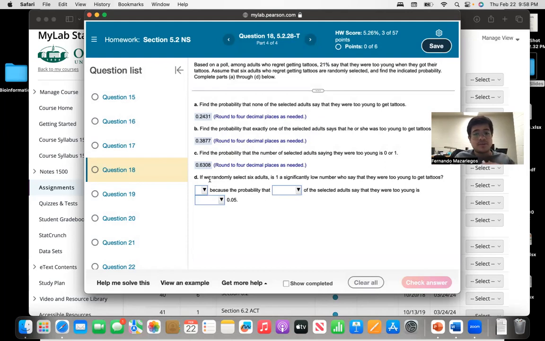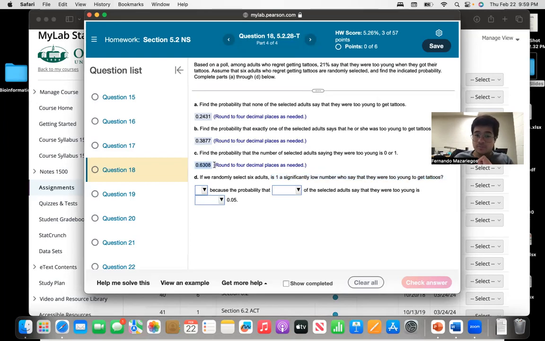And last one, if we randomly select 6 adults, is 1 a significantly low number who said that they were too young to get tattoos? So remember, what we do is we compare this probability to 0.05. Now that we are asking whether it's significantly low, we do 1 or fewer. So we want to compare the probability of 1 or fewer with 0.05. For this to be significantly low, the probability of 1 or fewer is less than or equal to 0.05.